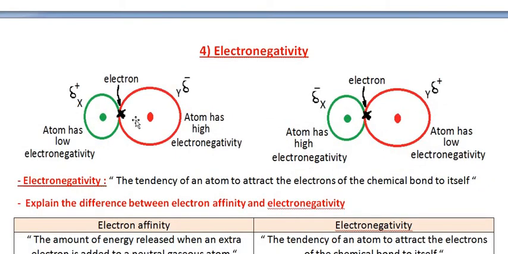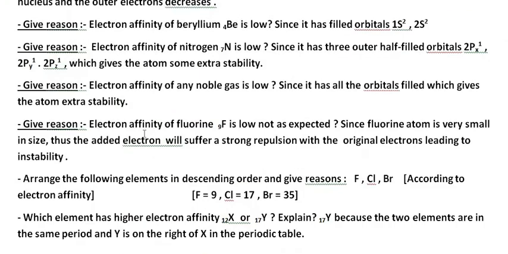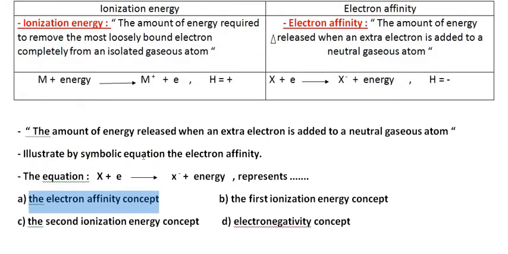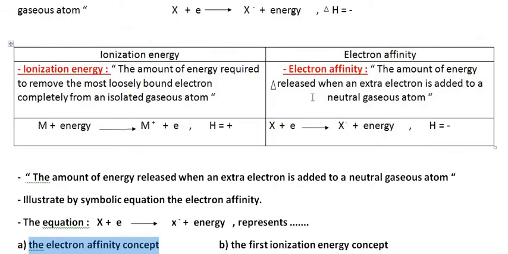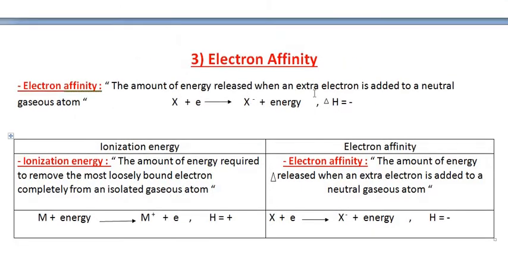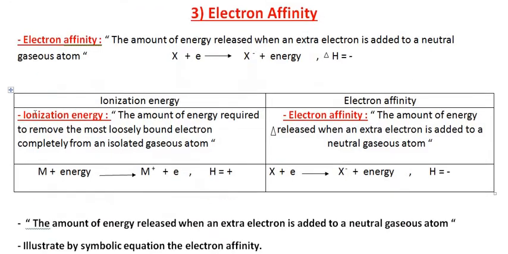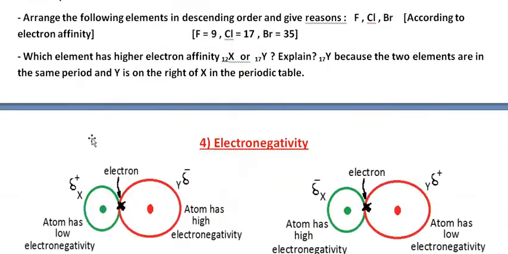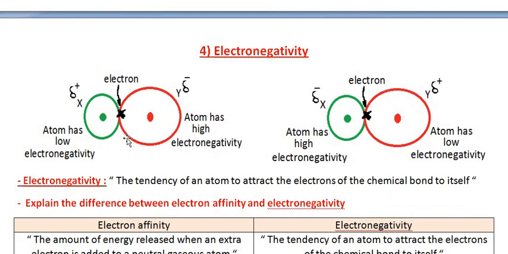Now to the new concept called electronegativity. Suppose that two atoms are bonded together. In electron affinity, the atom is in gaseous state. It's a free atom, not a bonded atom, and an electron is added to a neutral free atom, not bonded with other atoms. But in electronegativity, two atoms are linked together, bonded together.